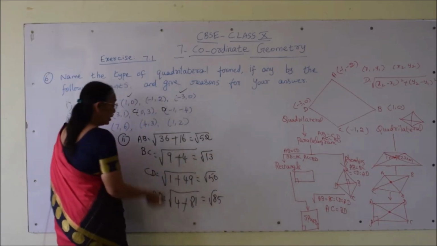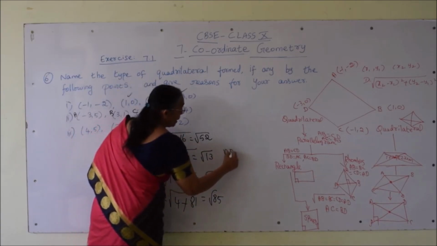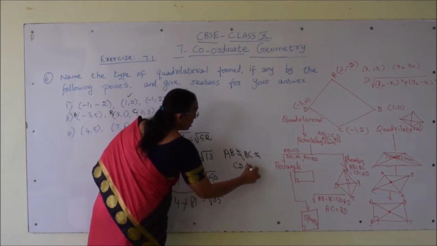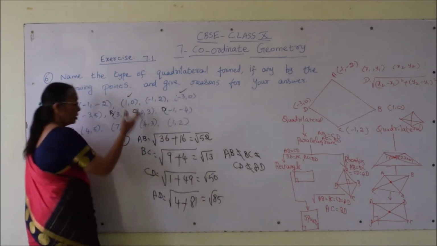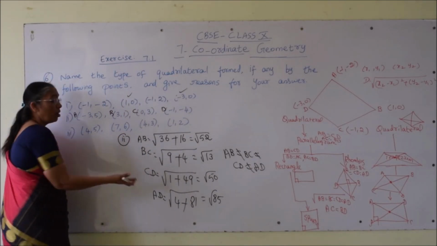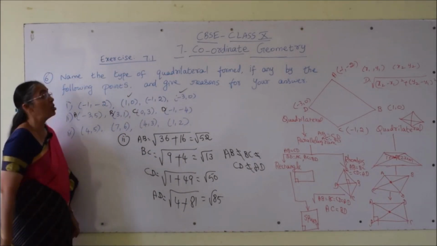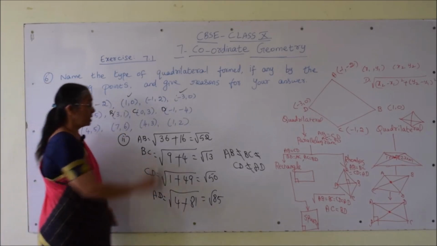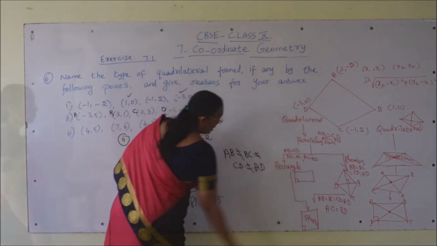So, none of the distances are equal. AB is not equal to BC, which is not equal to CD, not equal to AD. Opposite sides are also not equal. Even all the sides are not equal, even opposite sides are not equal. So, it is not forming any particular type of quadrilateral.